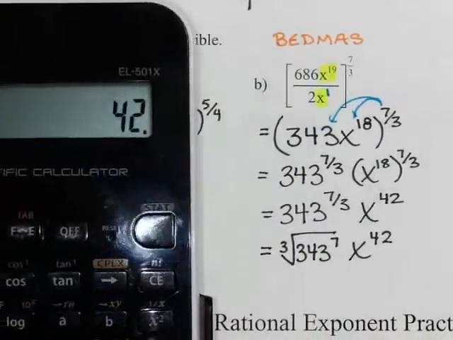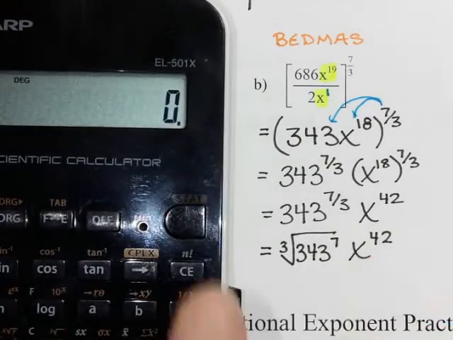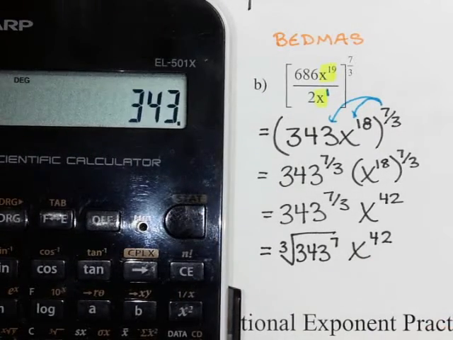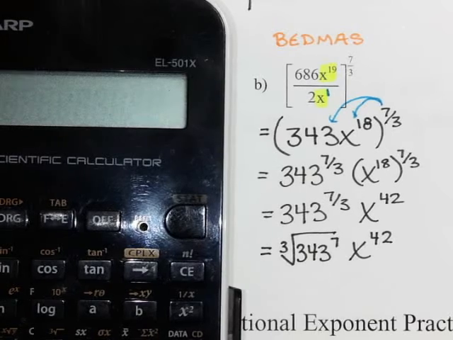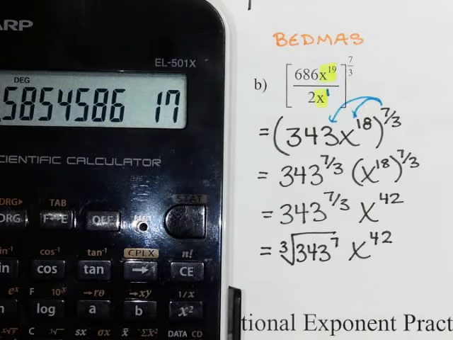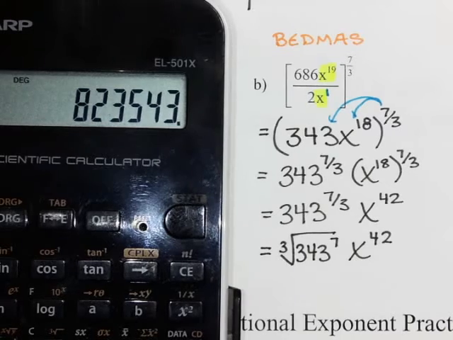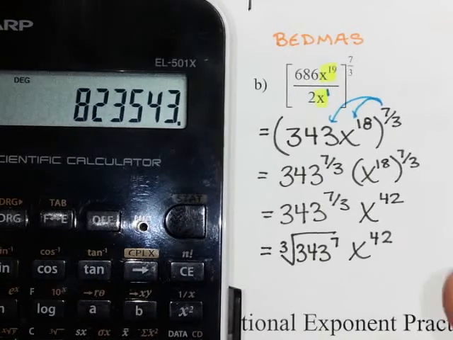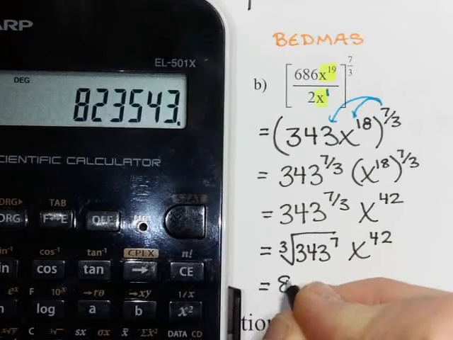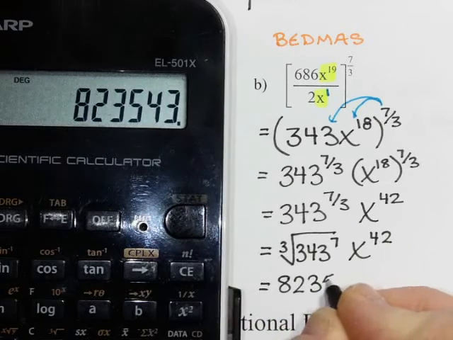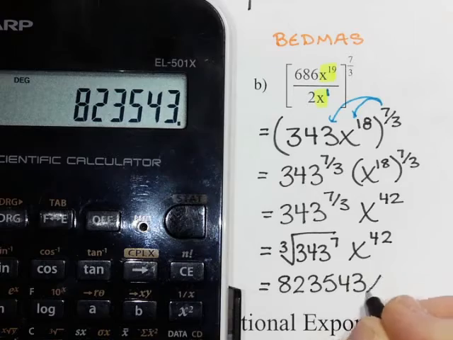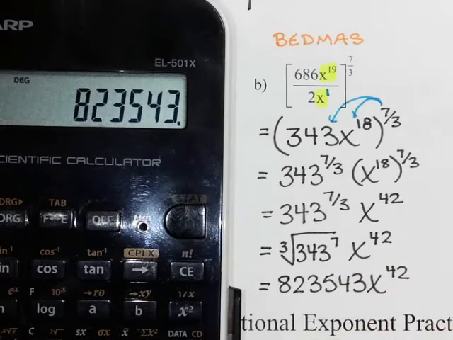So on this particular calculator, I do 343 first to the power of 7. That gives me a very, very large number. And then I do second, my exponent button, and 3 to do the cube root. And I get 823,543. And then x to the 42.